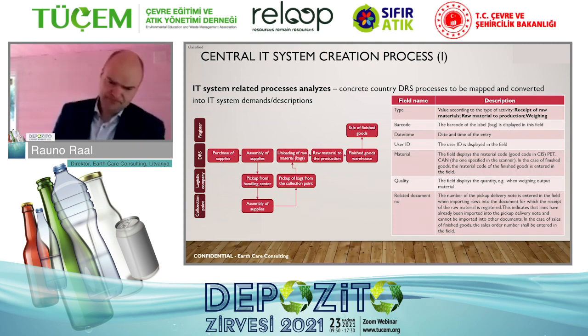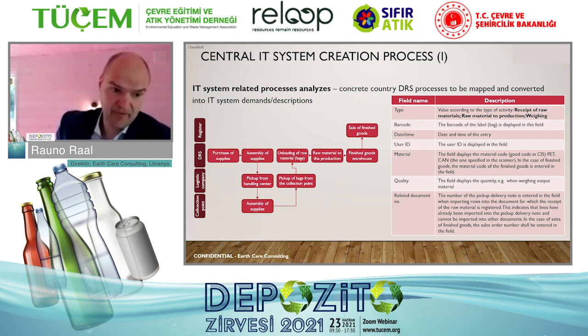If we talk about the creation process of an IT system, then basically it starts with a related IT system processes analysis. Usually each country does it, where concrete country processes are mapped and put into the IT language, so to say, basically distinguishing the demands and descriptions for the IT system. Here you can just see a couple of examples from such an analysis on the left side, showing the road of the supplies, meaning the bags and the containers used for the collection through different layers.